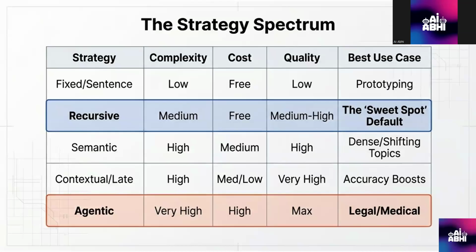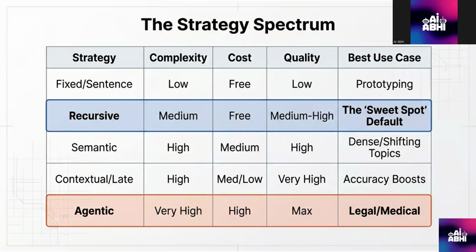Do your documents have clear structure like headings, sections, or markdown? Then use structure-based or recursive chunking. Let the document tell you where to split. The next question you need to ask is: is your content dense, with topic shifts without clear markers? Then go semantic chunking. It will find the topic boundaries for you. Are your answers good but not great? Then add contextual chunking on top of whatever you're already using. It is the easiest upgrade with the biggest impact.